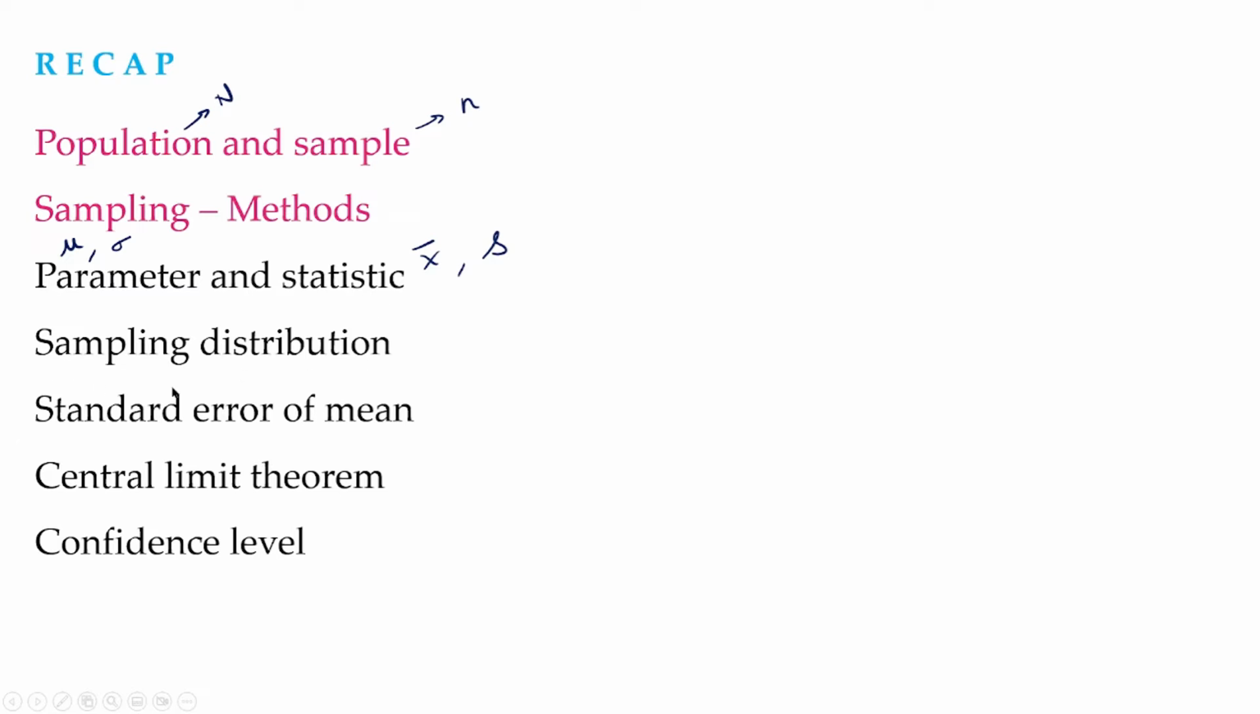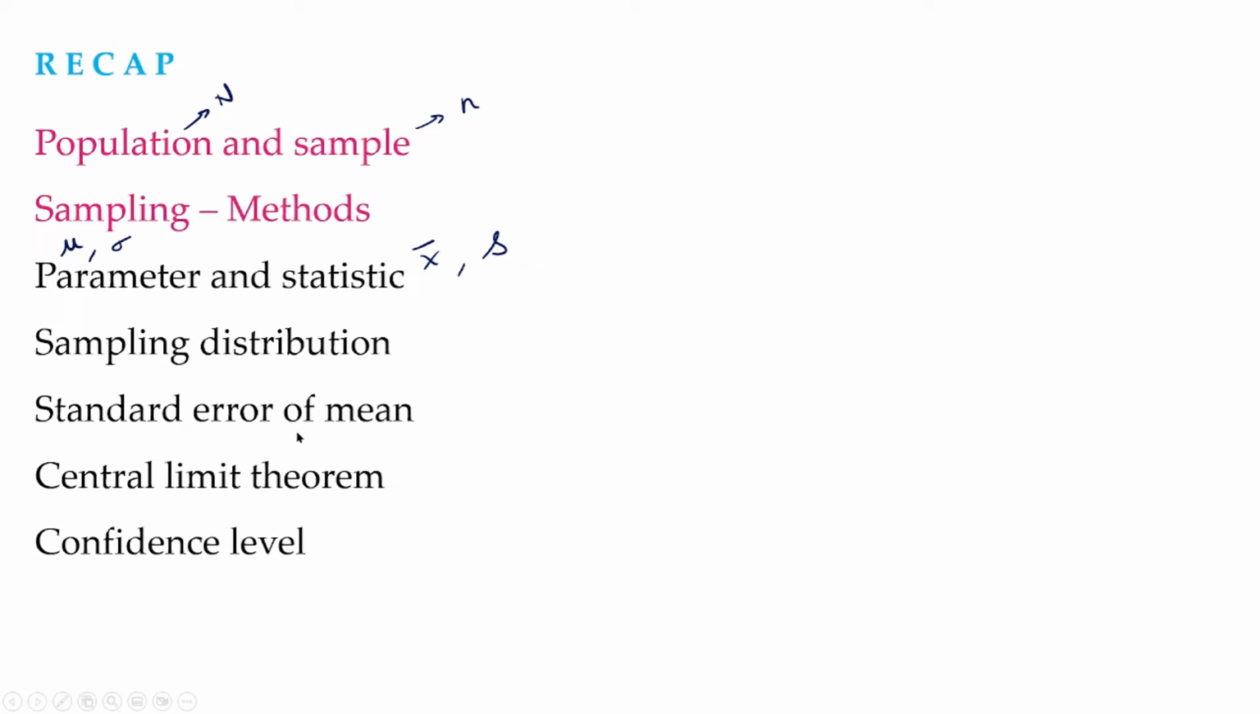Next we have sampling distribution. Sampling distribution is the distribution of any sample statistic. It can be the distribution of either mean or standard deviation and so on. Such a distribution is called sampling distribution.